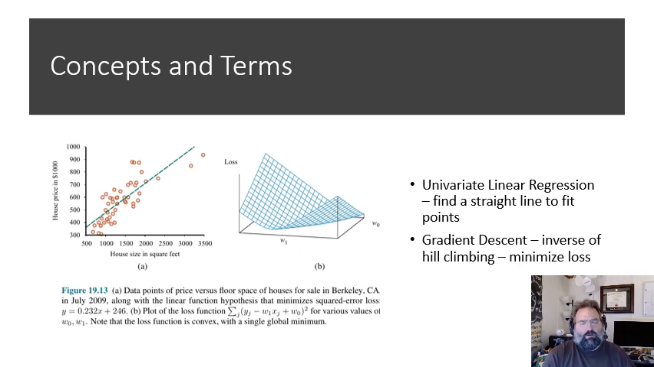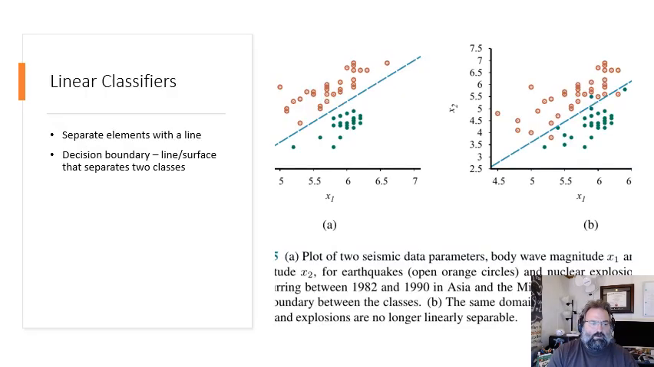When you talk about gradient descent, it's the opposite of the utility function. You're not going to be climbing hills. You're going to be trying to find the lowest point so that you can minimize loss.